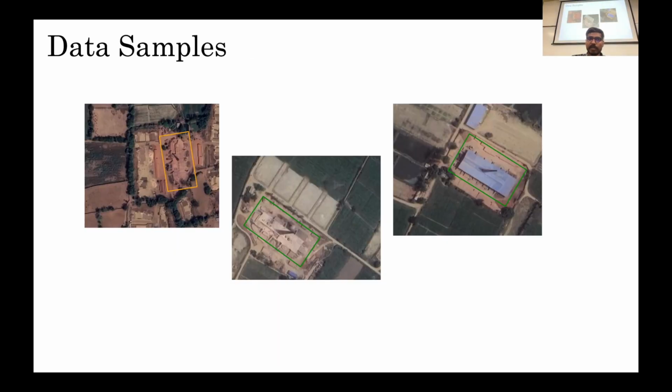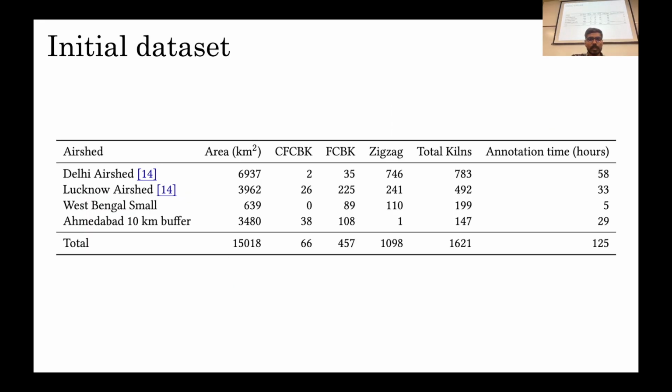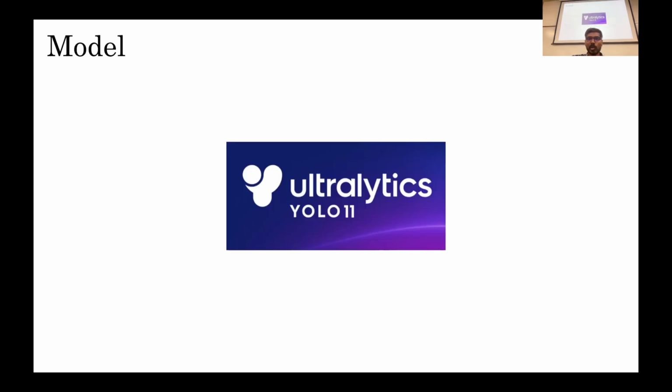These are some of the data samples where we have annotated the images. For this project, we have created the dataset entirely from scratch. First of all, we created an initial dataset of around 1500 total brick kilns from different parts of India to train the initial object detector model. For the model, we have used the latest model from Ultralytics. You will use this in your assignments also. Ultralytics is a company which is keeping track of these models, and they are also developing the YOLO models.